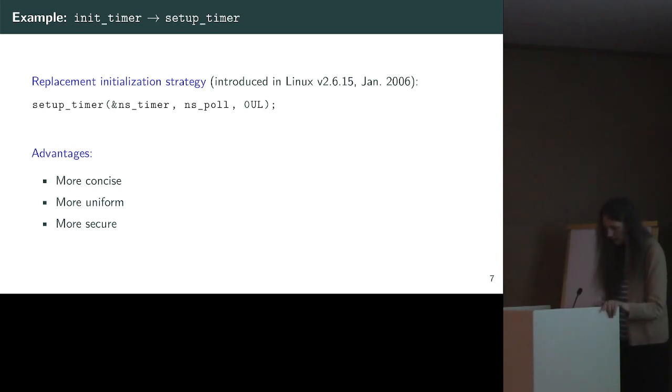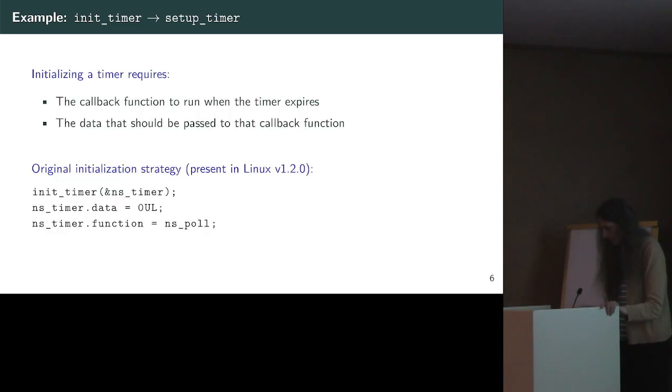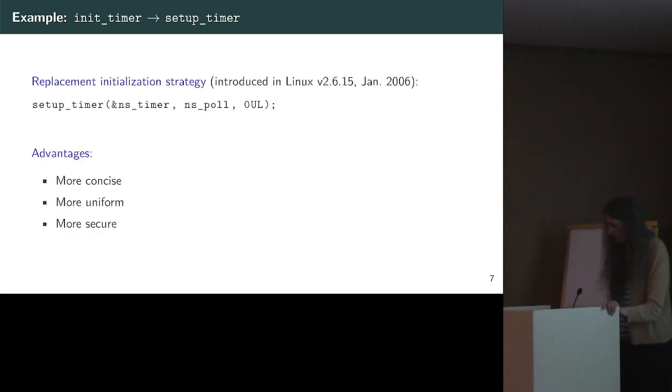And so someone had the clever idea. They see we do this thing over and over again, and so we may as well just have one function that does the whole thing at once. So there was a function called setup timer that was introduced. I think I have the dates here. We go from version 1.2 to version 2.6. This is a really huge amount of time ago, nearly 20 years ago, that setup timer was introduced. It's more concise, it's more uniform, and for some reason that I don't completely understand, it's also more secure, I guess because we have everything being defined at the same time.